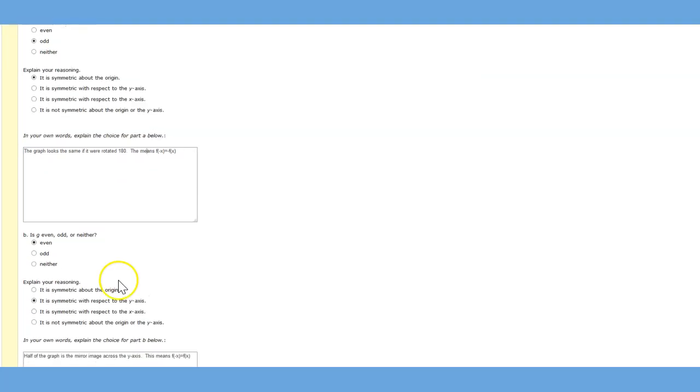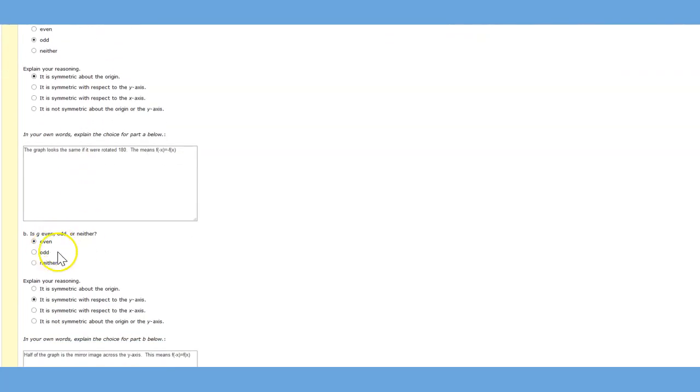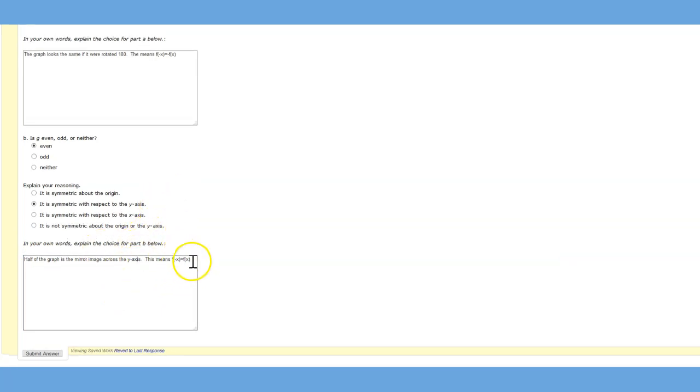And then part B asks about g. Is g even, odd, or neither? G is even because it's symmetric with respect to the y-axis. So g's even, and in your own words, explain why. Explain that reasoning. I'd say something like half the graph is the mirror image of the other half across the y-axis. And that means that f of minus x equals f of x.